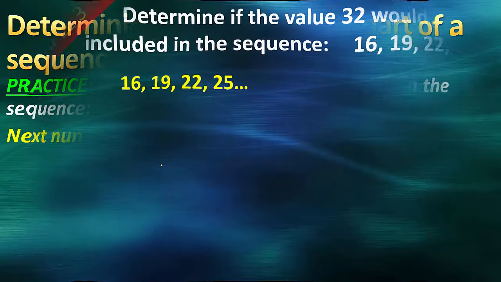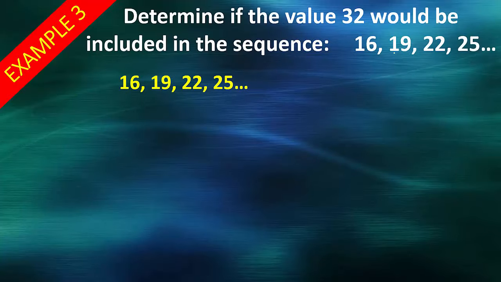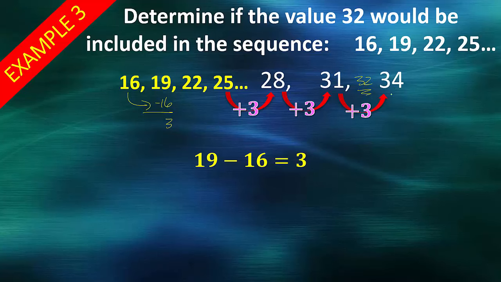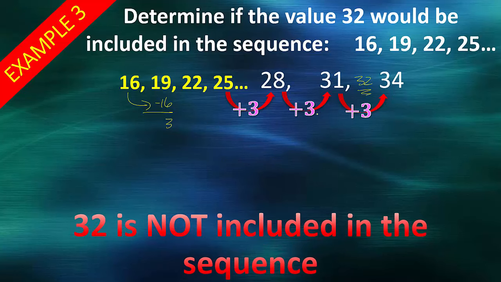So try one on your own this time. Determine if 32 would be included in this sequence: 16, 19, 22, 25. So what we're going to do is figure out what that common difference is. In this case, it's 3. Remember, you take this and subtract it from that to give you positive 3. So we know we're increasing. And then we're just going to continue with the sequence. So 25 plus 3 is 28, plus 3 is 31, plus 3 is 34. Now notice it went from 31 to 34. We know 32 is in there, but it's not part of the sequence. It gets skipped over. So 32 is not included in the sequence.